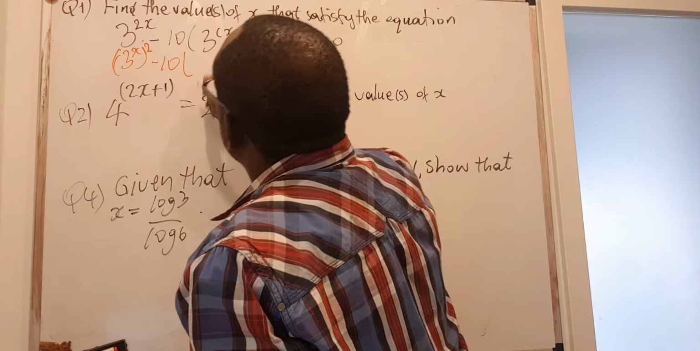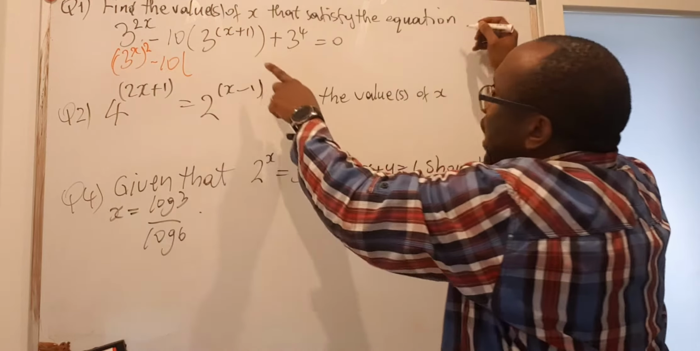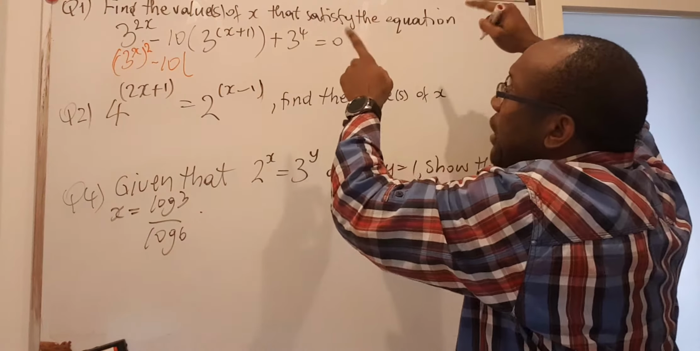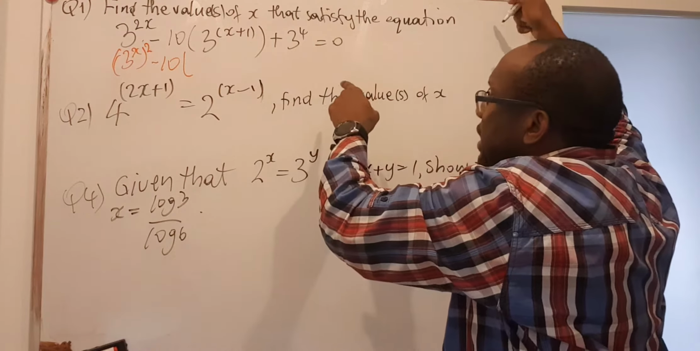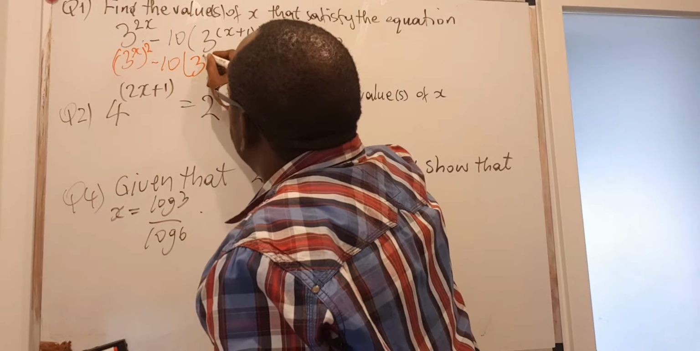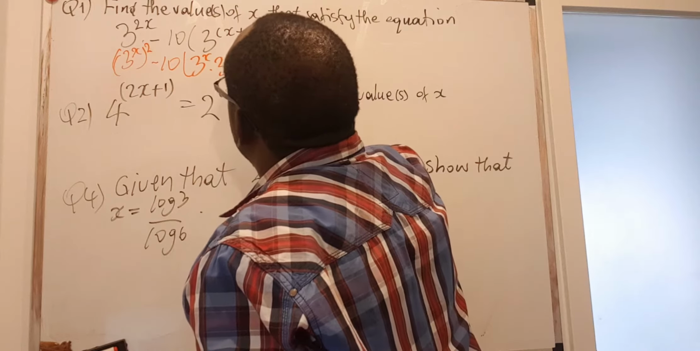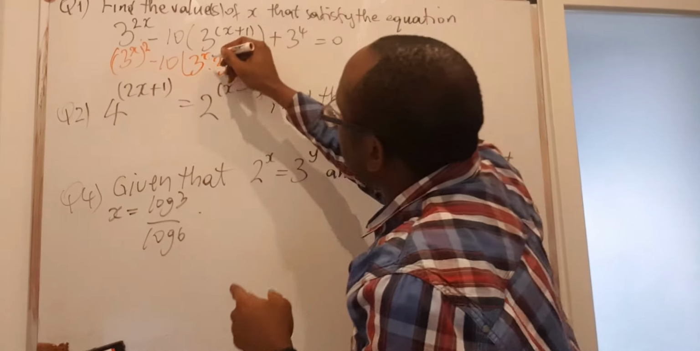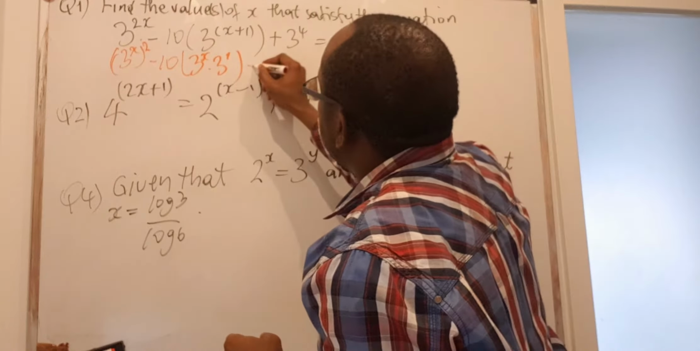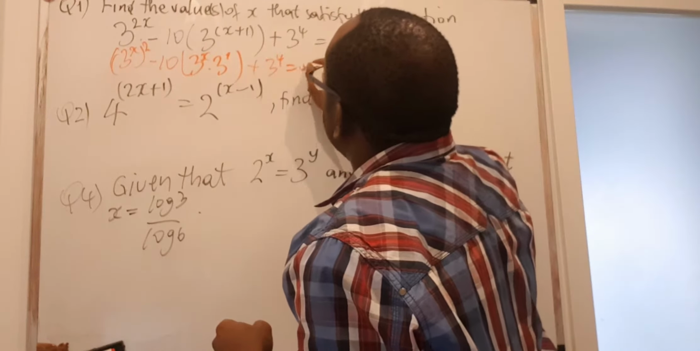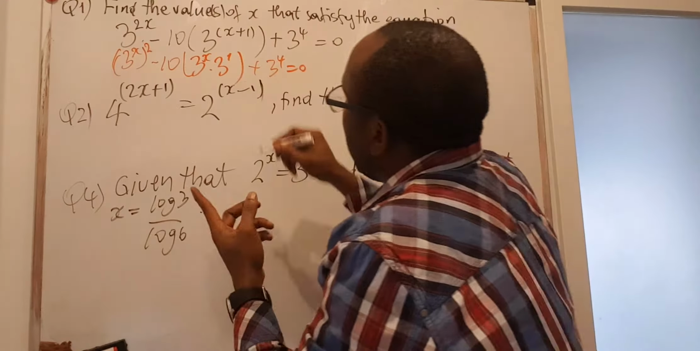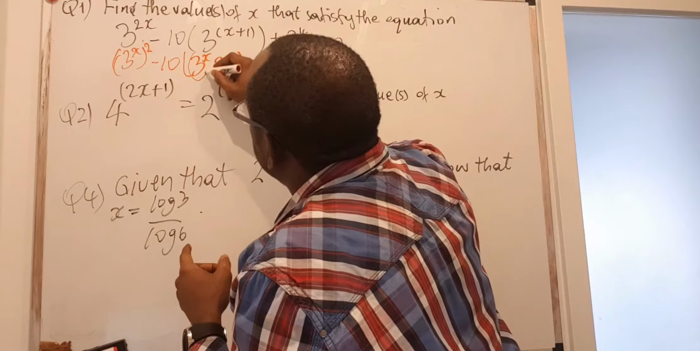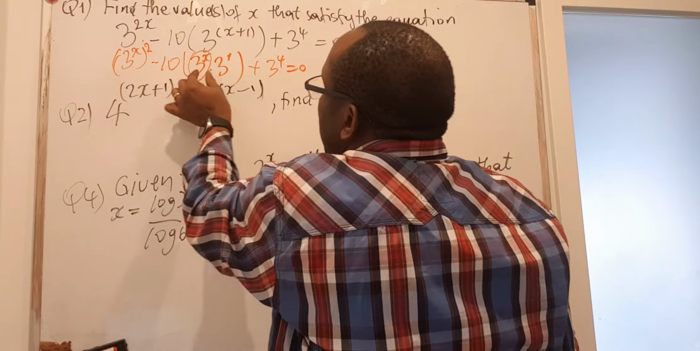Minus 10. We also saw a to the m plus n is the same as a to the m times a to the n. So I can write this as 3 to the power x times 3 to the power 1. See? I just showed you that there. Plus 3 to the power 4. And this is equal to 0. I noticed that I have this here, which is similar to that one.